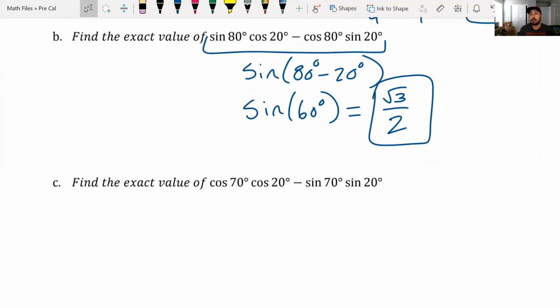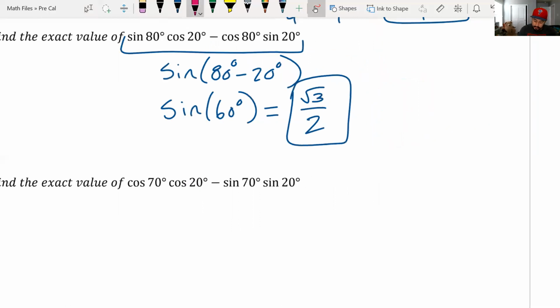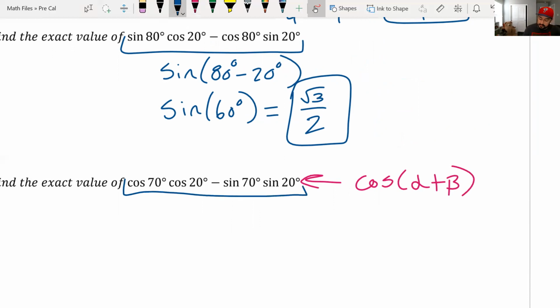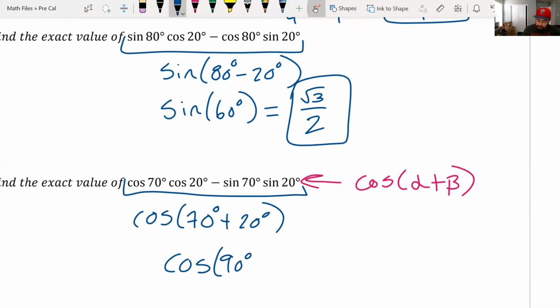Okay. And now we'll do it again. Cosine 70 times cosine 20 minus sine 70 of sine 20. This one is related to cosine alpha plus beta. It's related to that formula. So all of this will become cosine of 70 plus 70 degrees plus 20 degrees, which gives me the cosine of 90 degrees. And the cosine of 90 degrees is, guess what? 0.